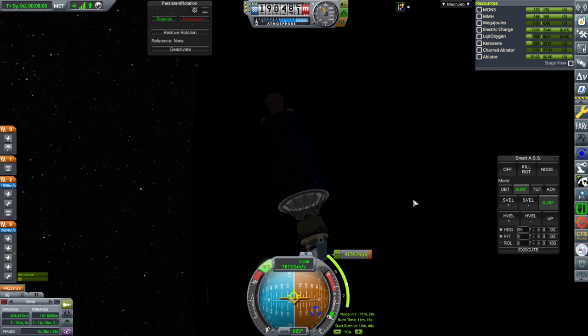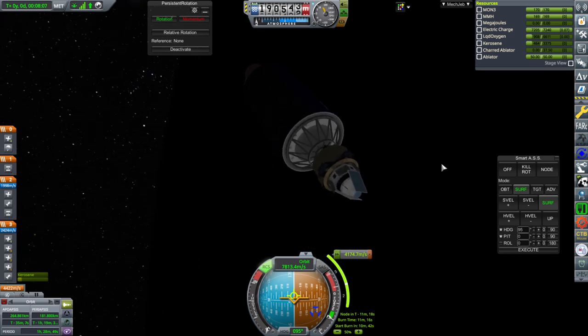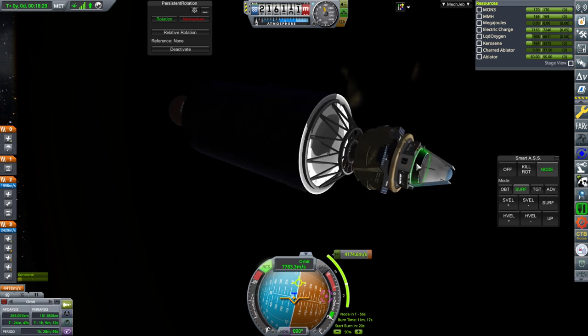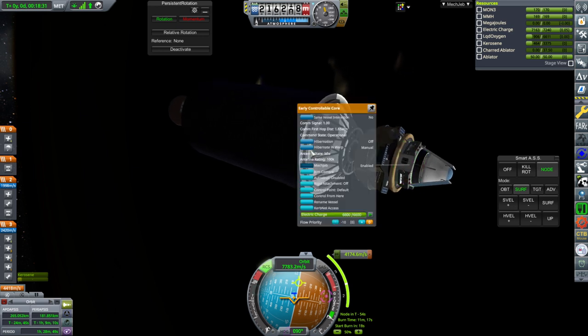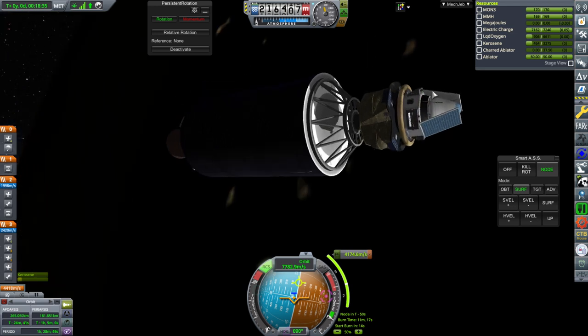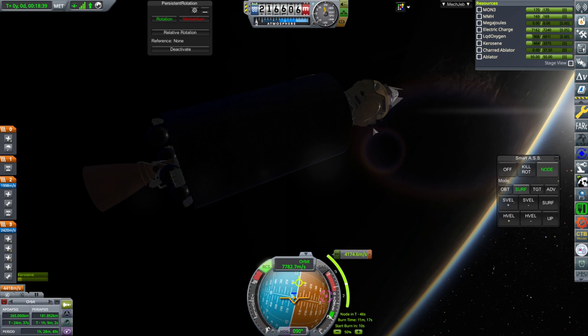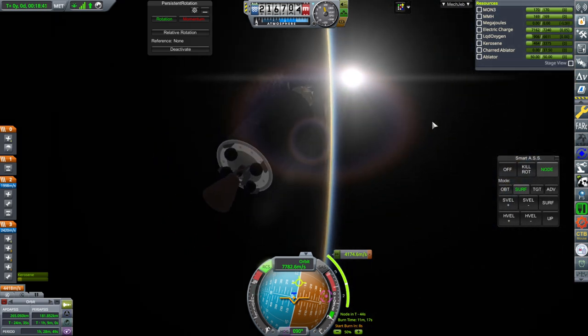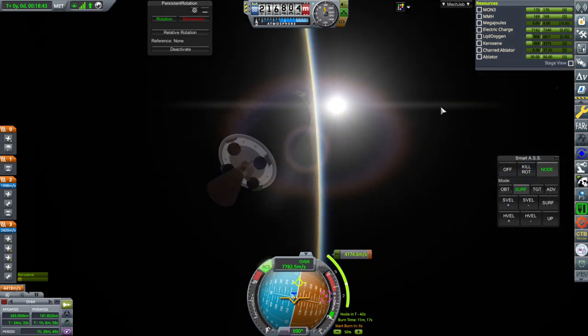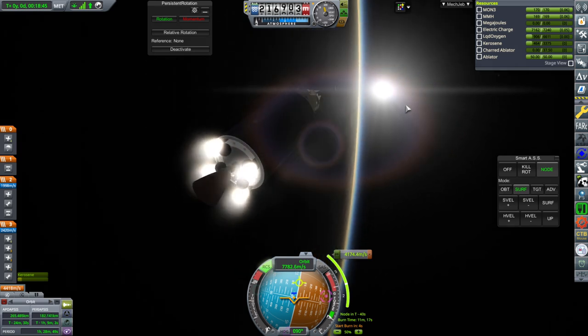So yeah, not great. Let's get the antennae out. We should make sure this is on hibernating warp. Right now we're not getting great electric charge. We'll have to see. Okay, getting ready to start. Just making sure the fuel is settled here. And ignition.